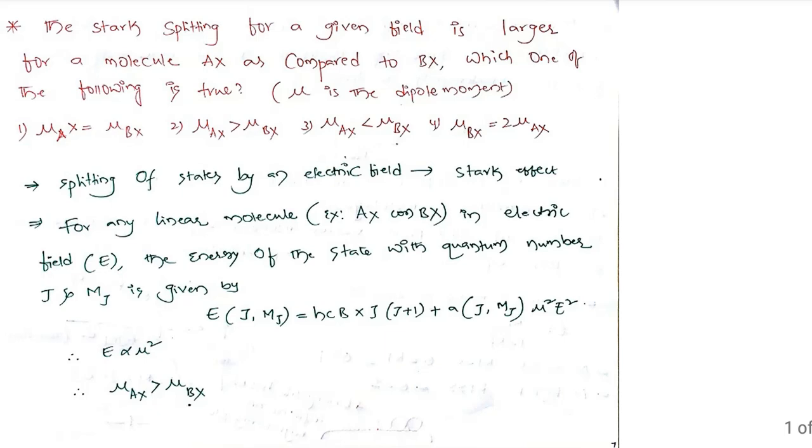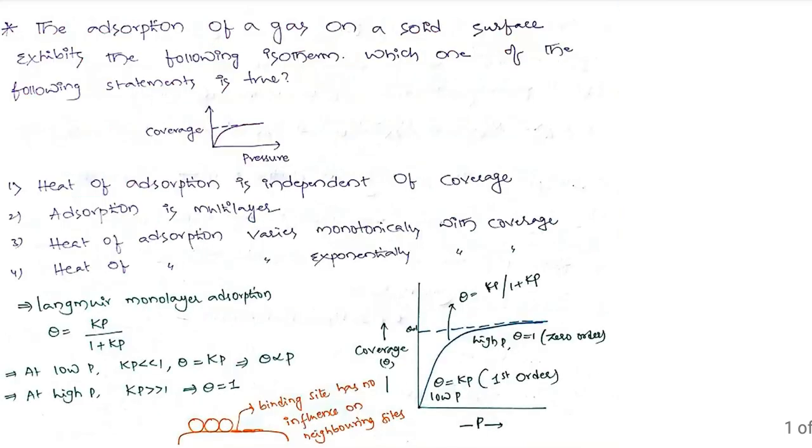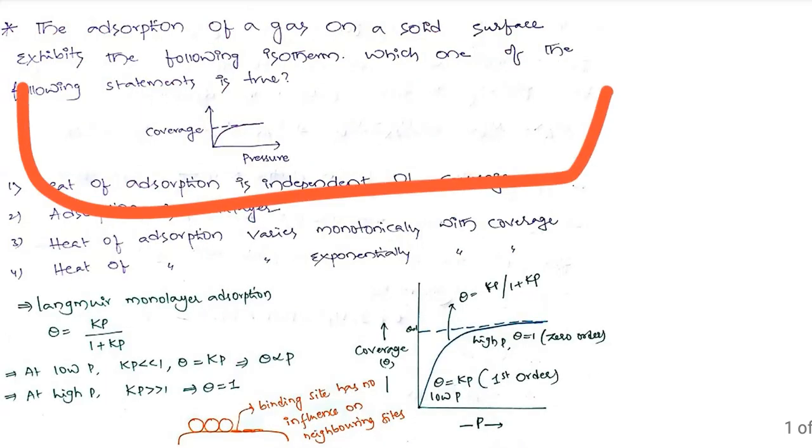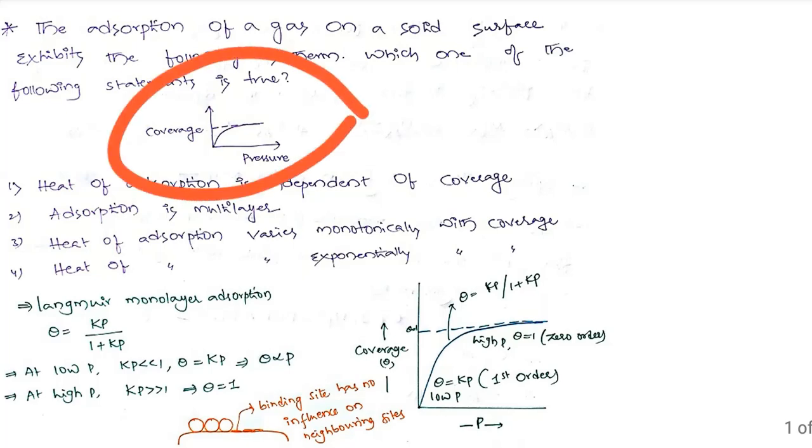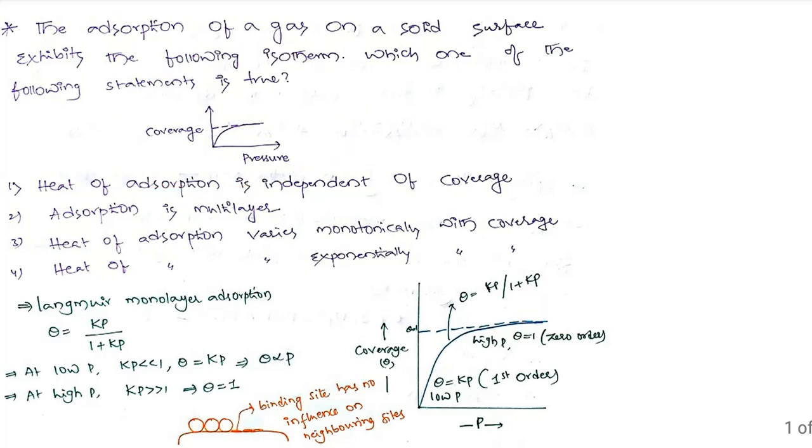Okay, next one, the adsorption of a gas on a solid surface exhibits the following isotherm. Which one of the following statements is correct? So here we have taken coverage versus pressure. We need to look at Langmuir monolayer adsorption because the given graph is representing that, and theta is equal to Kp by 1 plus Kp. At low pressure, theta is directly proportional to pressure. That is, whenever pressure increases, the coverage also increases at low pressure, and it is first order.